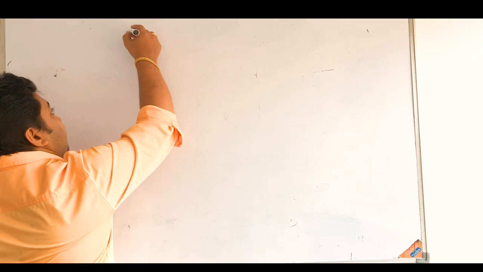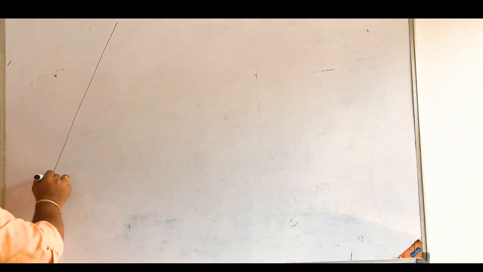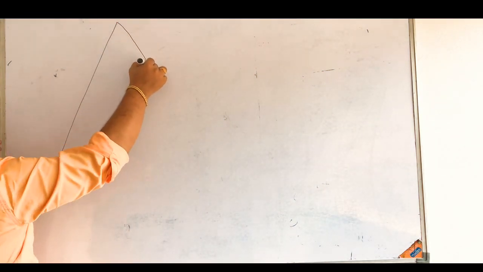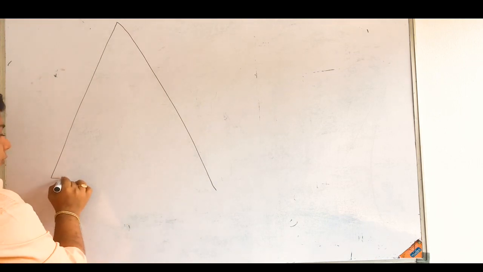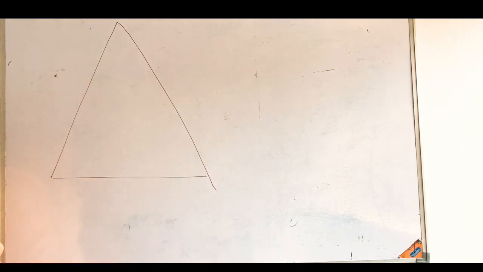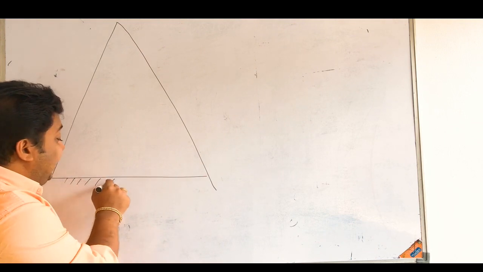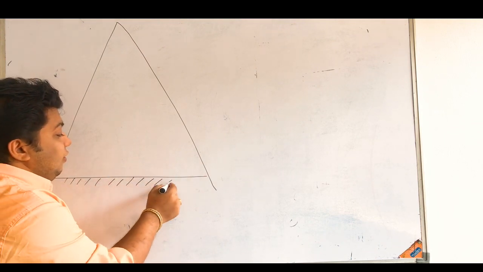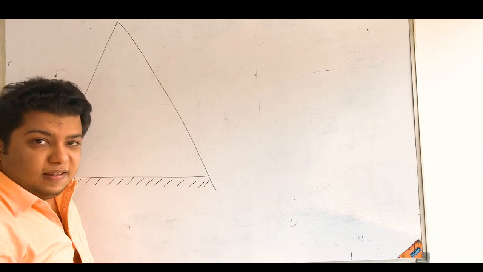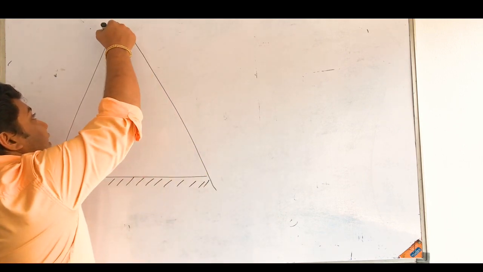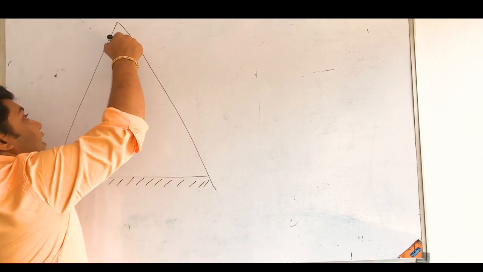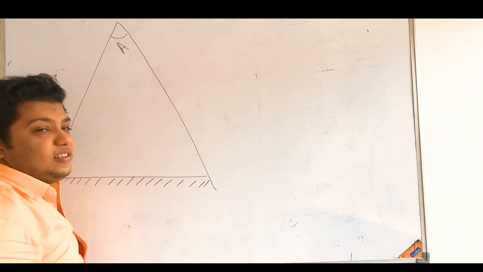Today we shall discuss refraction through a prism. First of all, we need to draw a prism. Consider a prism like this. This part of a prism is technically called the base. Therefore, it is marked like this. And this angle is technically called the angle of prism, A.